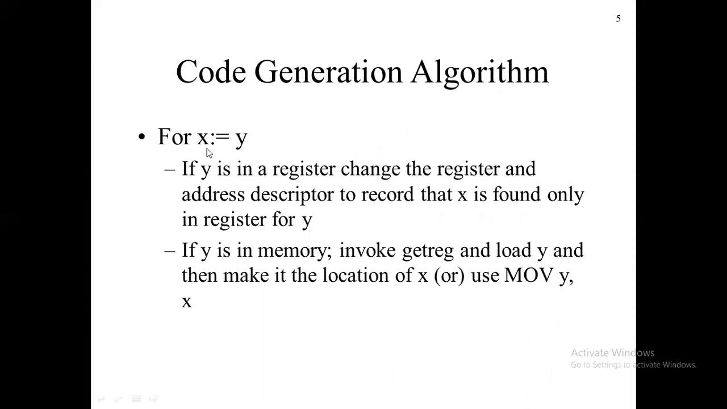Now see the statement X is equal to Y. Here Y is assigned to the variable X. Here Y is in a register or in memory. Suppose Y is in a register, then change the register and address descriptor to record that X is found only in the register for Y. Suppose Y is in memory, you have to invoke the getRegister function and load the Y value and make that the location of X. That is, here the X value is in memory. Here the X value is found in the register.